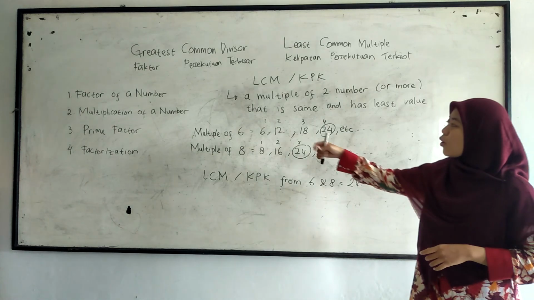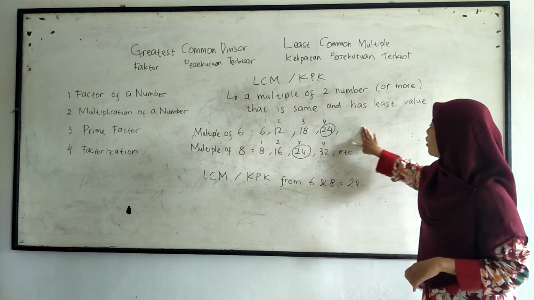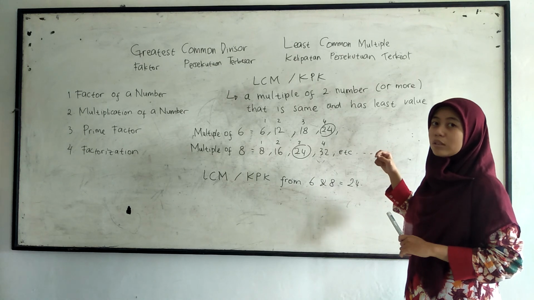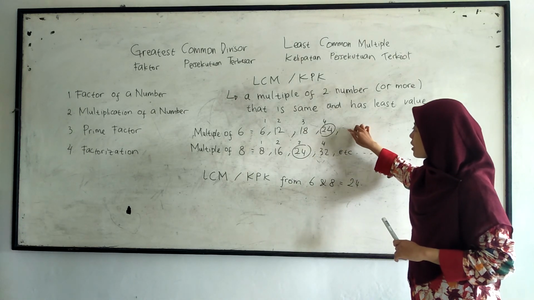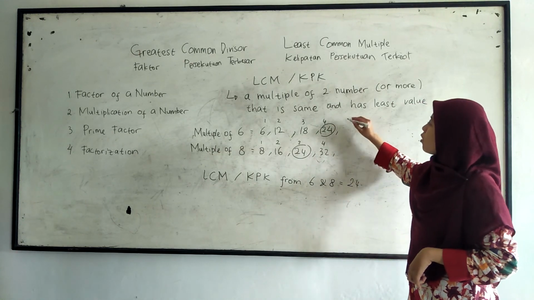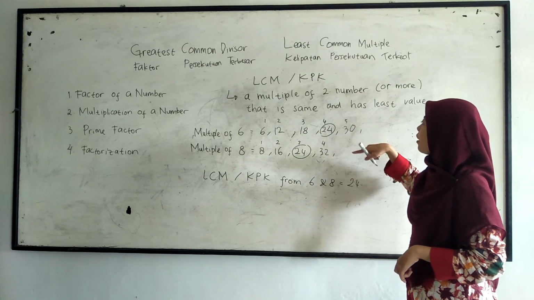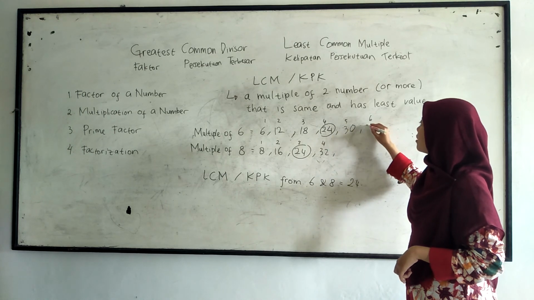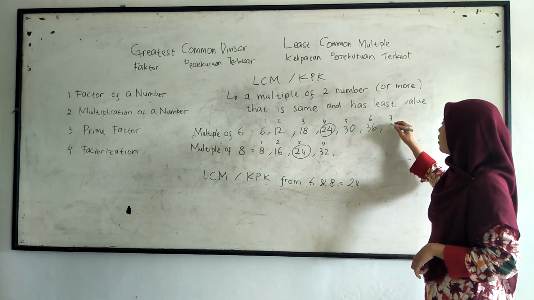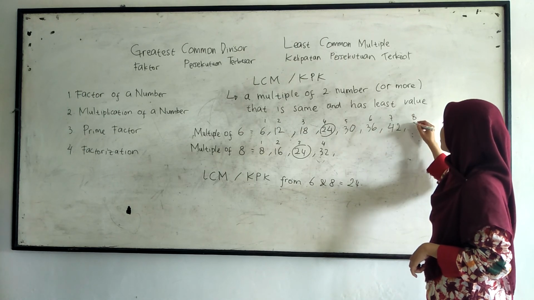Actually, if we continue it, we'll find another common multiplication of 6 and 8. Okay, let's try it. 5 times 6 is 30. And then 6 times 6 is 36. And then 7 times 6 is 42. And then 8 times 6 is 48.